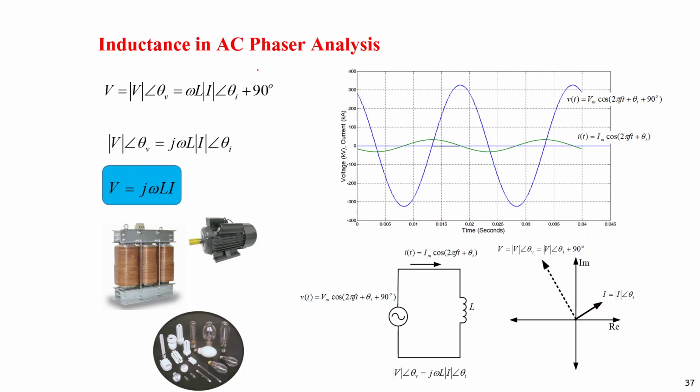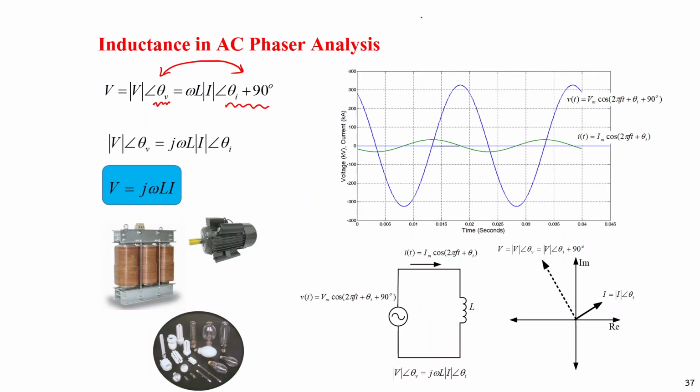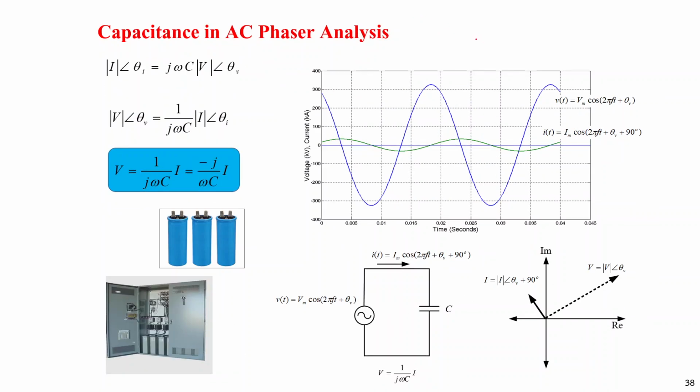So you can see that theta V is theta I plus 90, right? Theta V is theta I plus 90. Okay. And on the other hand, for capacitance, the capacitive load is the inverse of inductance.